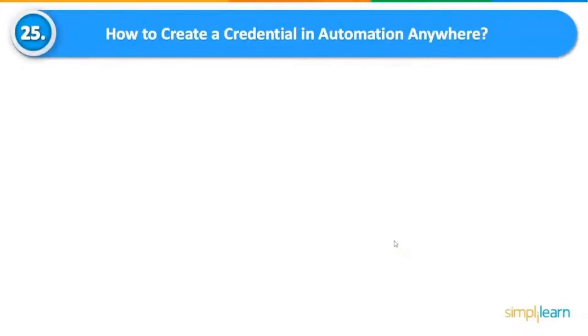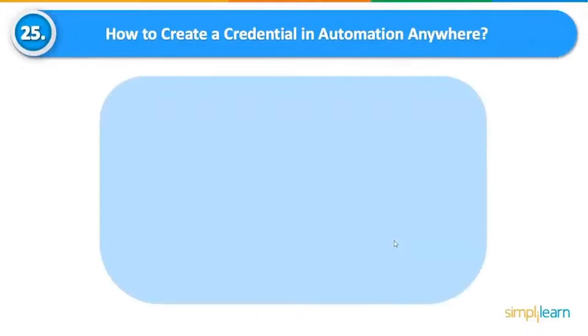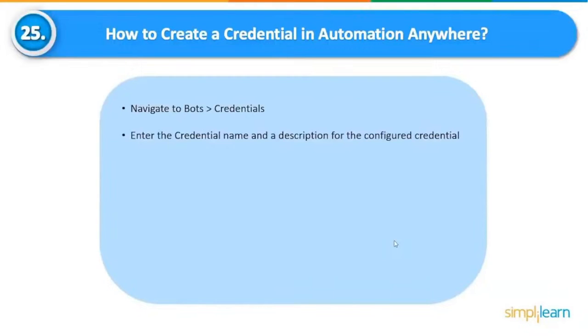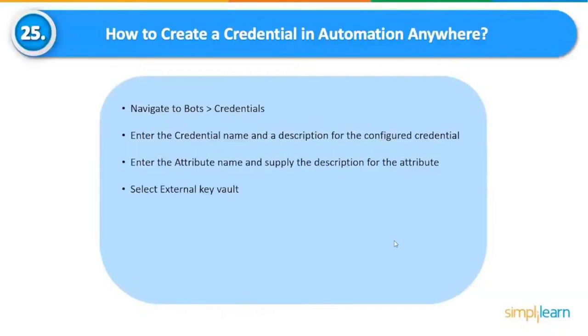How to create a credential in Automation Anywhere? Step 1, navigate to bots and go to the credentials section. Then enter the credential name and a description for the configured credential. Then enter the attribute name and supply the description for the attribute. Then select the external keyword. Then select input, standard or user provided. Set the security and click create credential. Let's go to Automation Anywhere and create a credential.